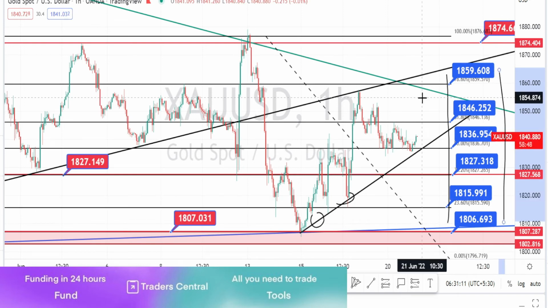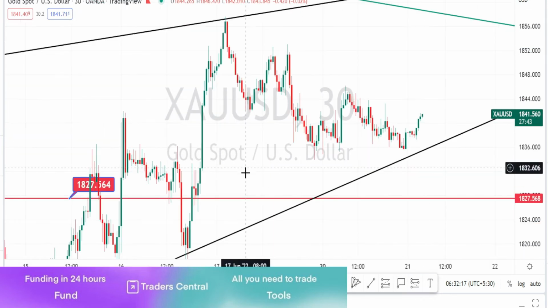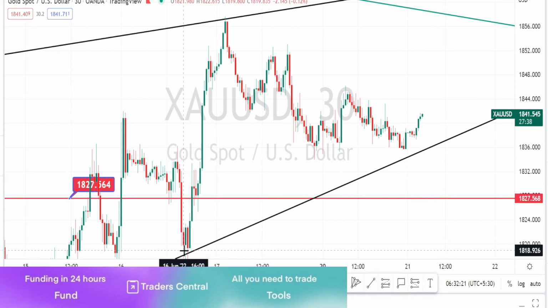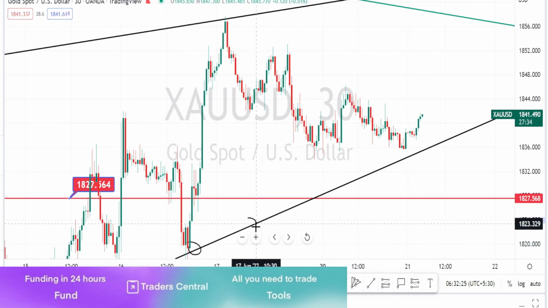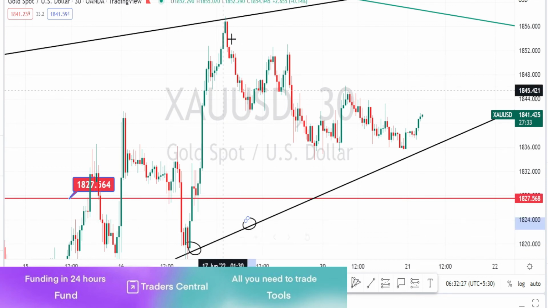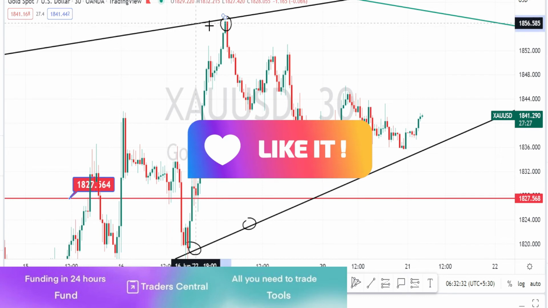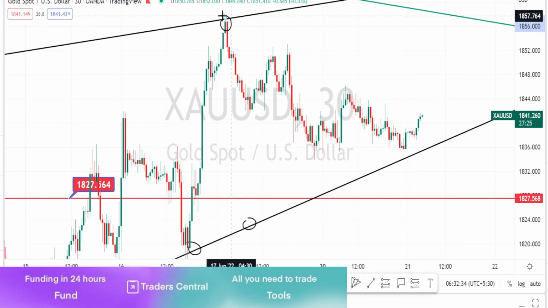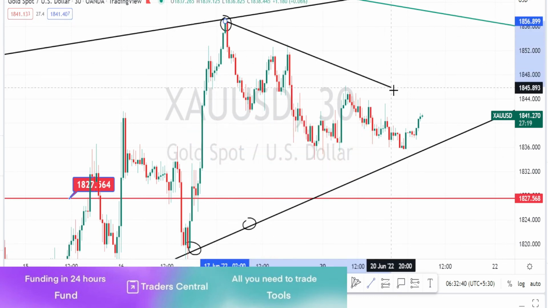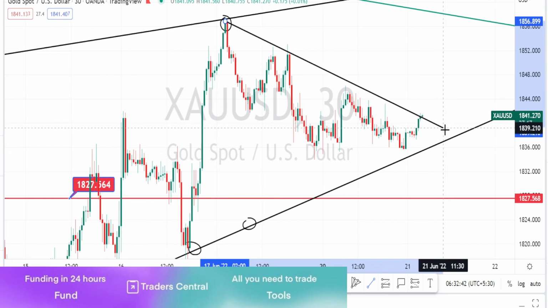Let us do the analysis in 30 minutes time frame. I am in 30 minutes time frame. So when we look at the price action in 30 minutes time frame, the price action has taken support on the hourly time frame trend line or support line, and we have also noticed the price action to bounce back from the 4 hours time frame resistance line over here. I am drawing one more trend line or resistance line.